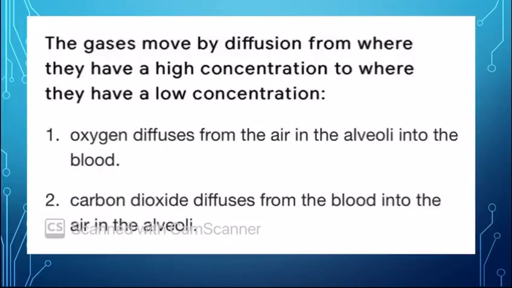These gases move by diffusion from higher to lower concentration. As oxygen is more in air, so we inhale and it enters our body, which has comparatively low oxygen than air.